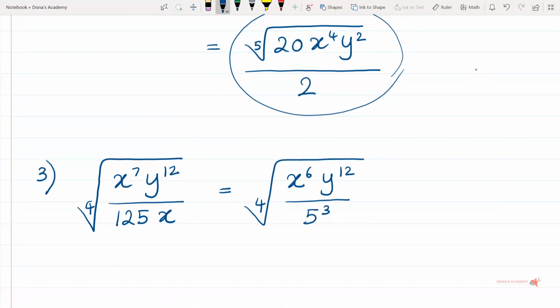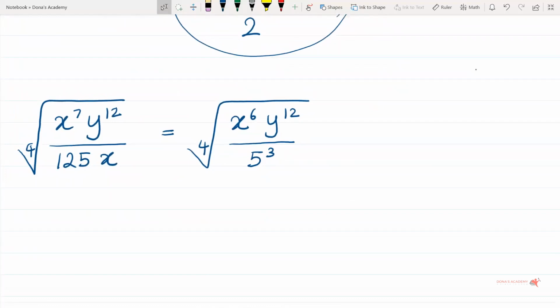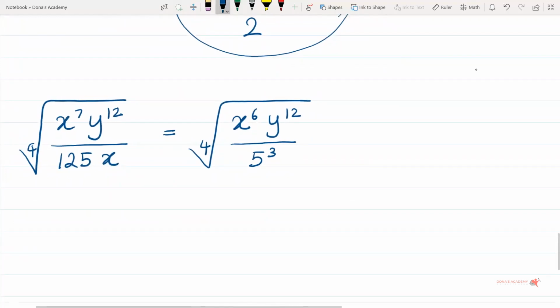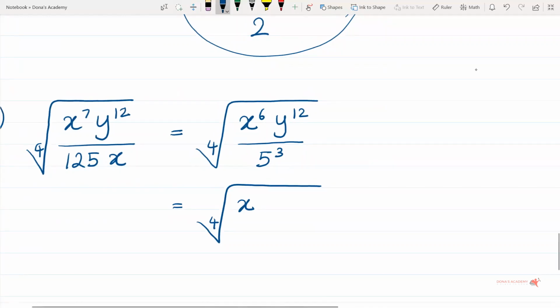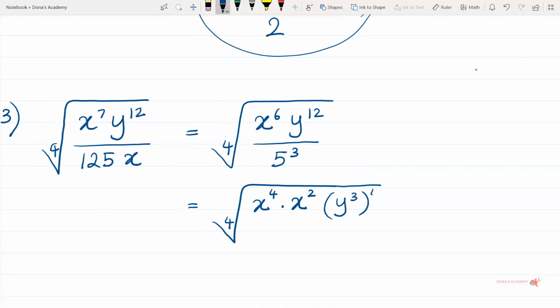All right, now the radicand is simplified. However, the index condition is not satisfied. So that means, and also the denominator is not rationalized. So first we can split our x term. Since I have 4 index here, I can split x to the power 6 as x^4 times x^2, and this y, the index is 12. It is a product of 4, right? So that means we can rewrite this as a power of power.